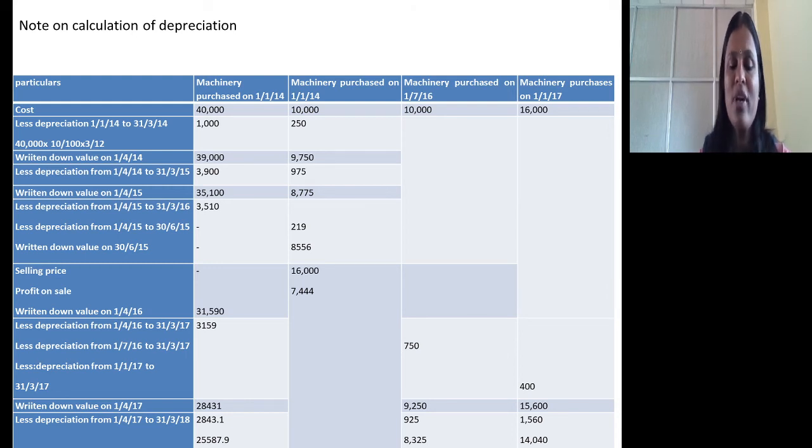Then we have to calculate depreciation for next year starting from 1/4/2017 to 31/3/2018. 10% of written down value will become 2,843.1 in case of the first machinery, 925 in case of the second machinery, 1,560 in case of the new machinery. We will arrive at written down value on 31/3/2018. So this is the note we have to prepare.